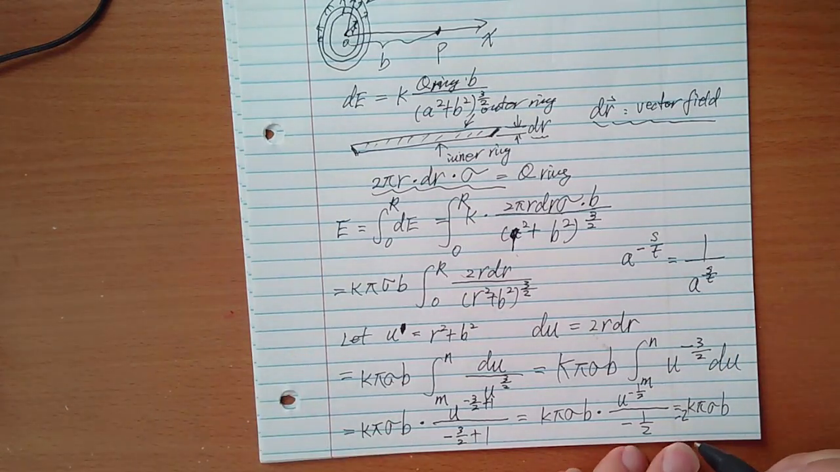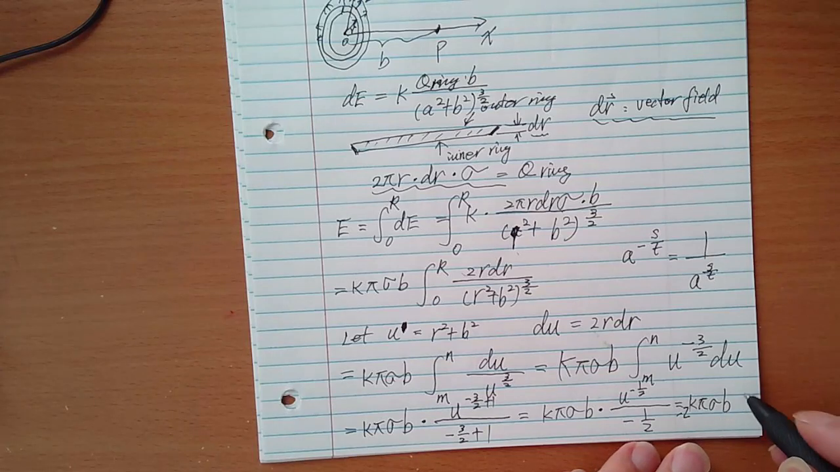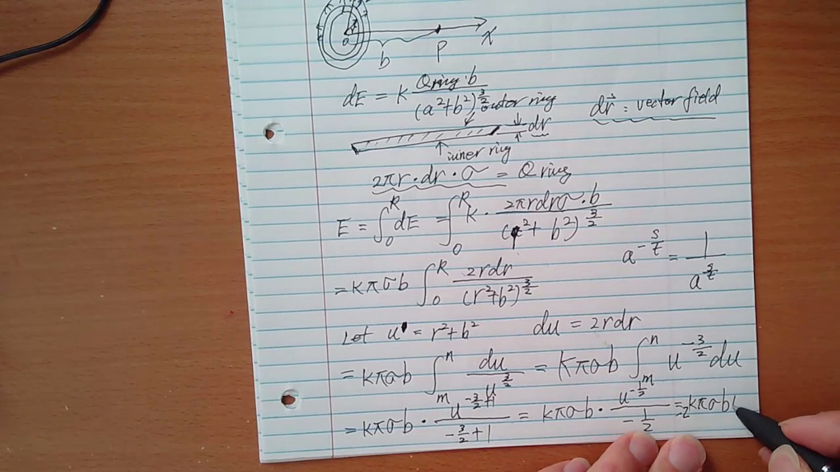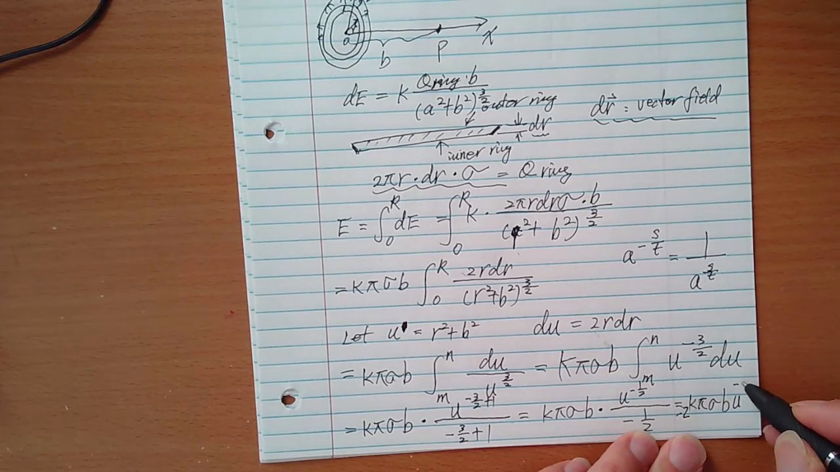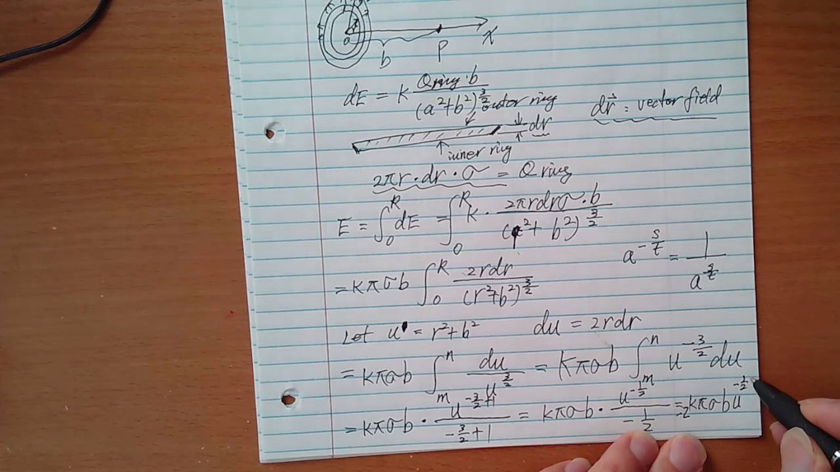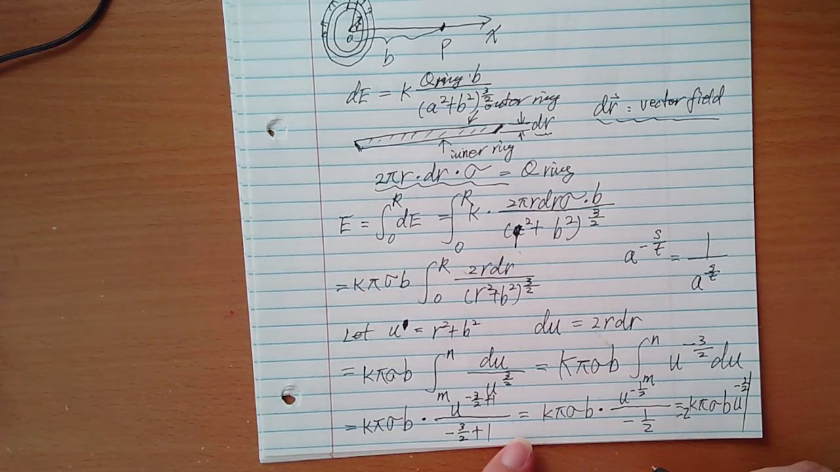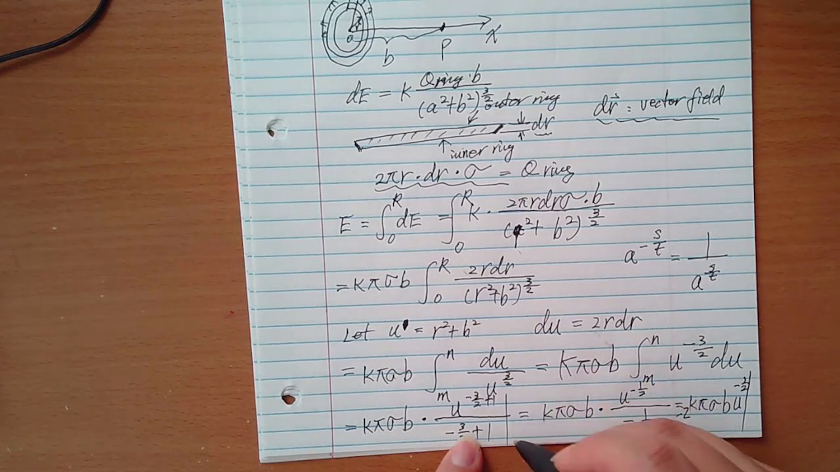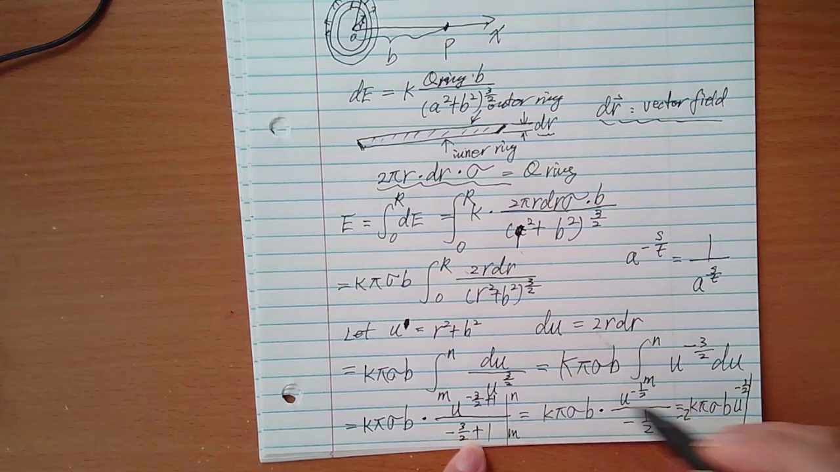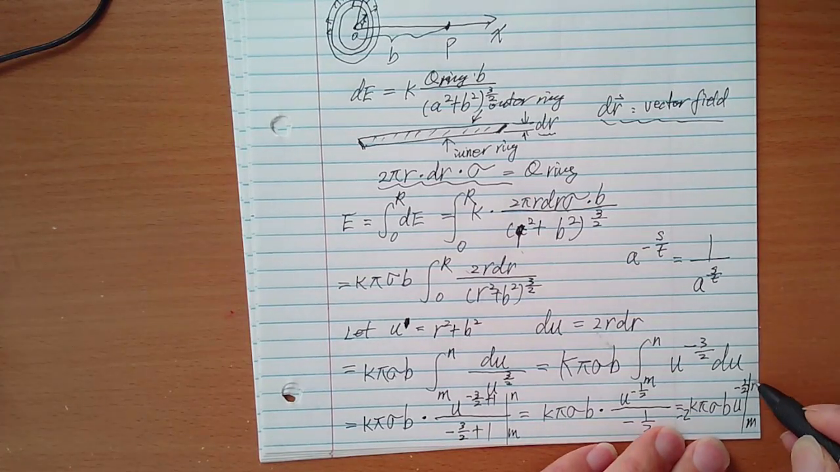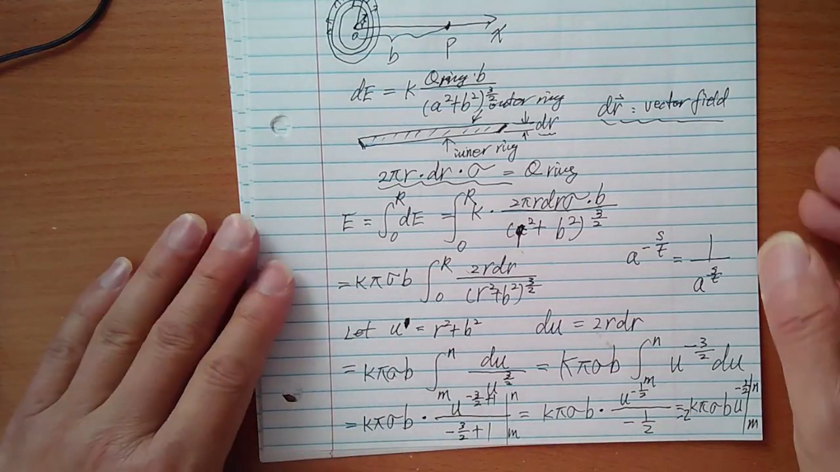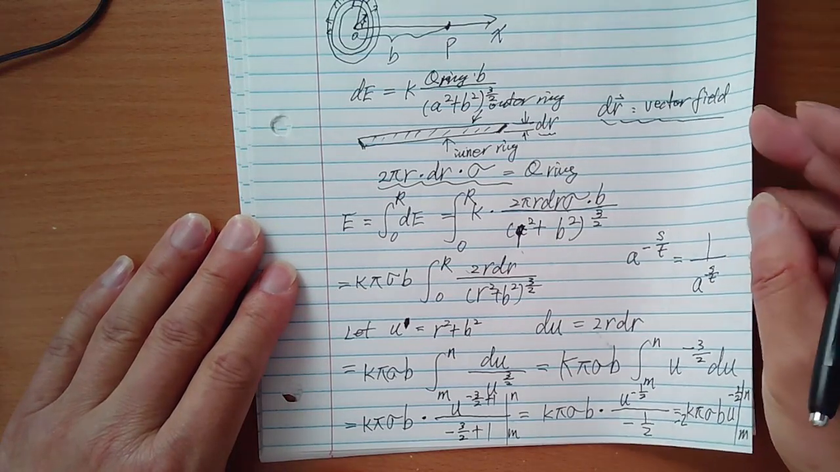I'm sorry, negative 2 right here. And then u to the negative half. And then, again, that's m to n, m to n. Okay.